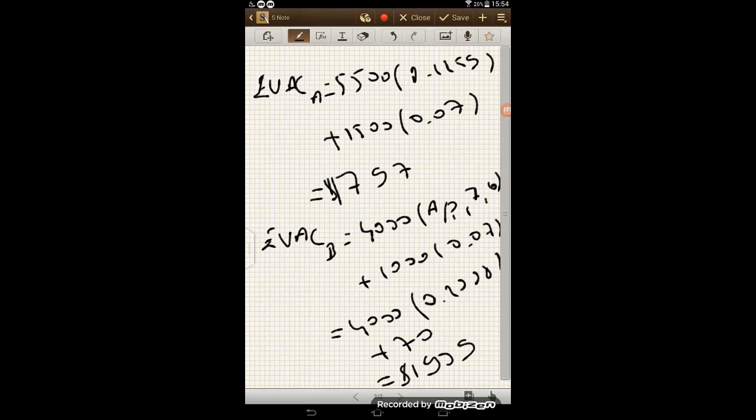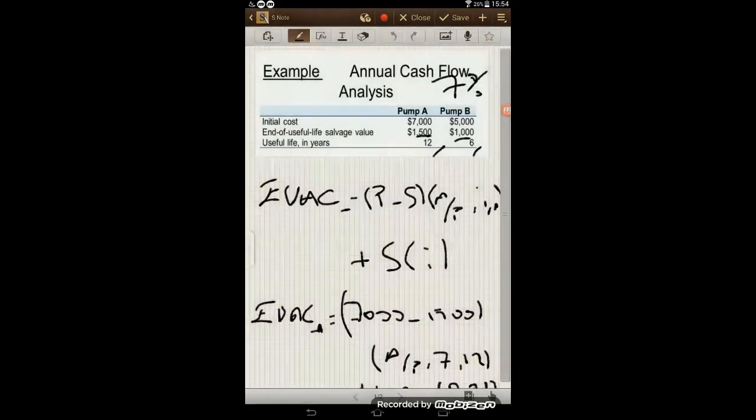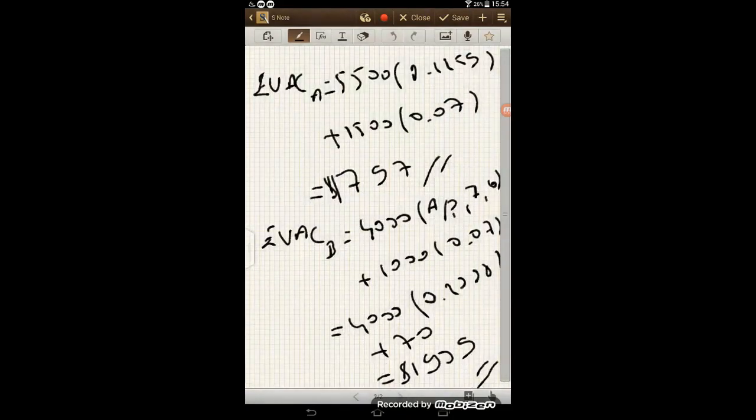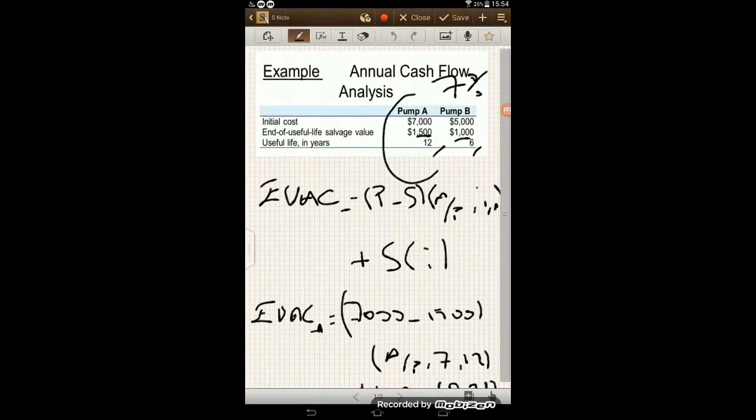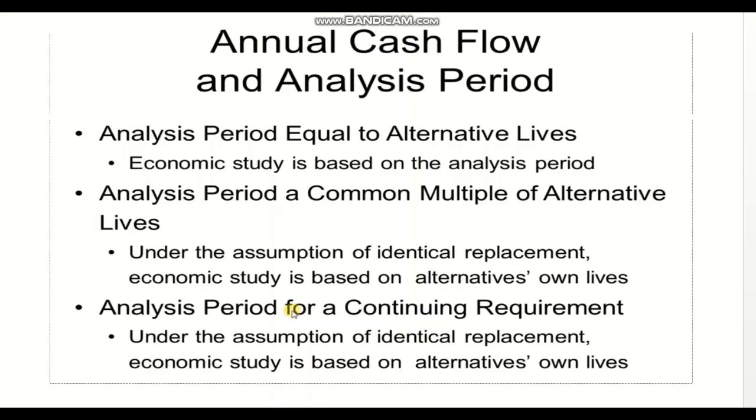So when we compare both of them, one of them is $909, the other one is $797, which is the cost for both of them. Which one are we going to choose? We are going to choose the lower cost, which is pump A. It is going to be better for us, and we are going to choose pump A according to this analysis.